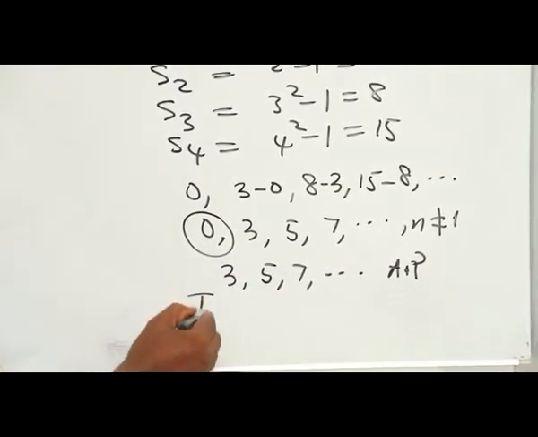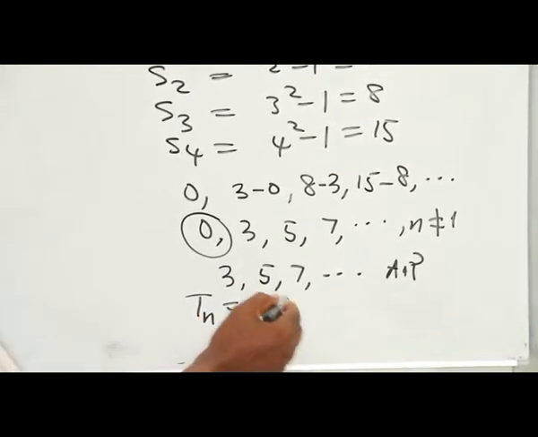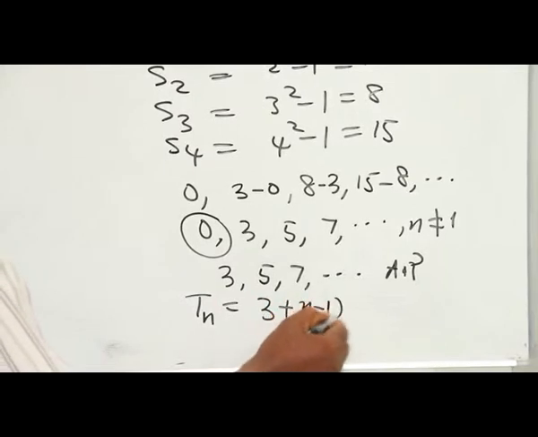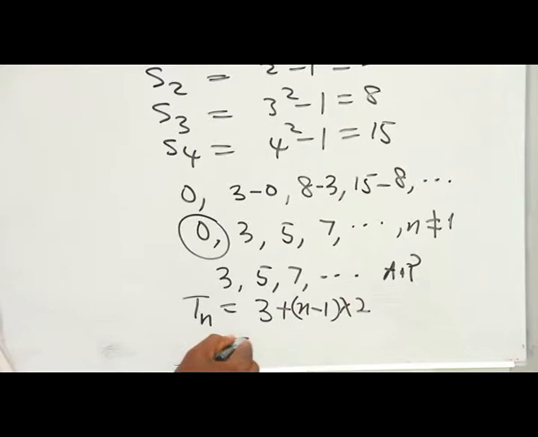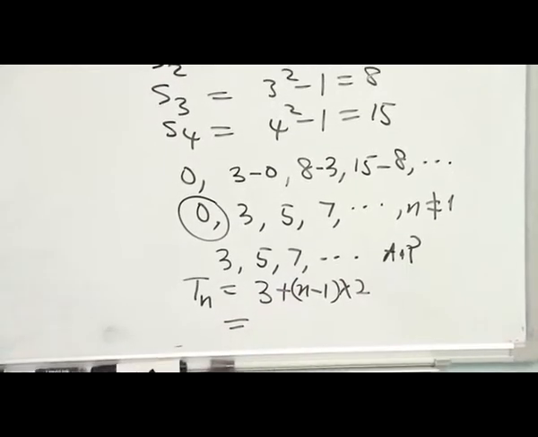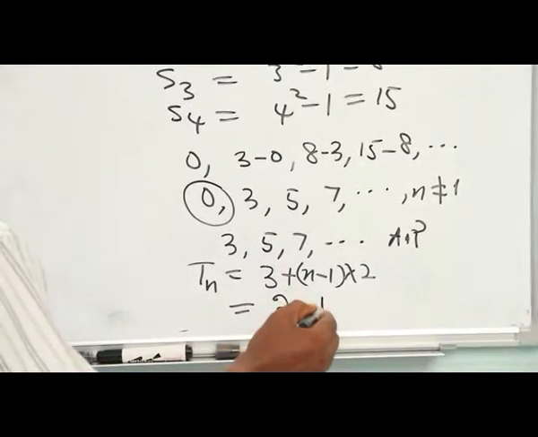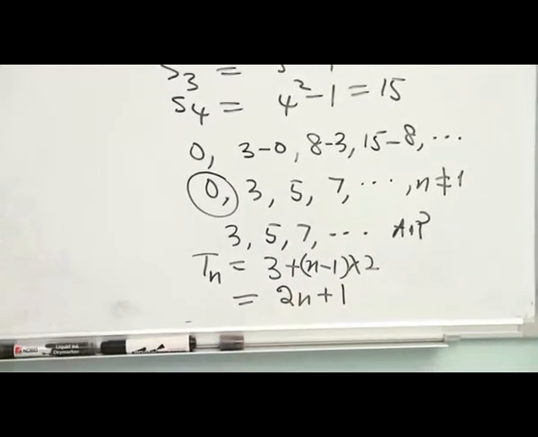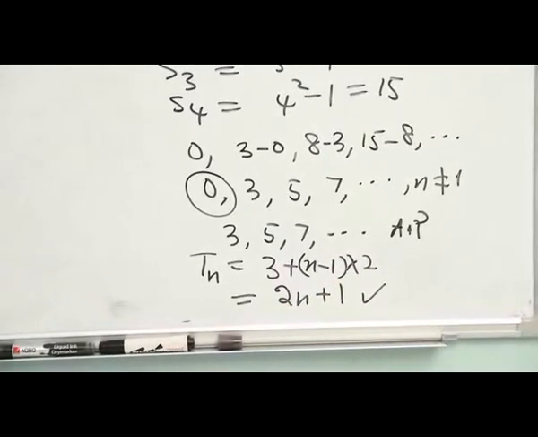So the nth term Tn is equal to the first term 3 plus our n minus 1 times the common difference, which is 2. When you solve this one, you are going to have 2n, and of course plus 1 as the nth term of the sequence, and that is the solution to the problem.